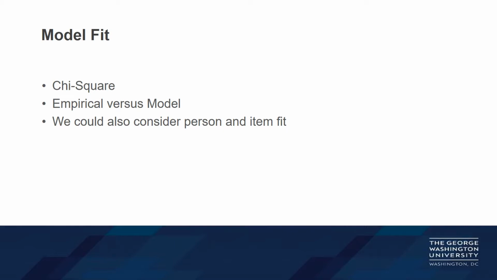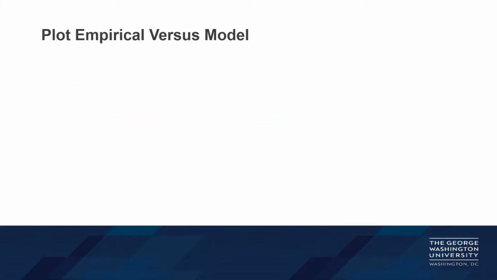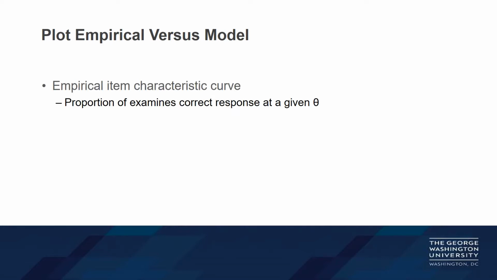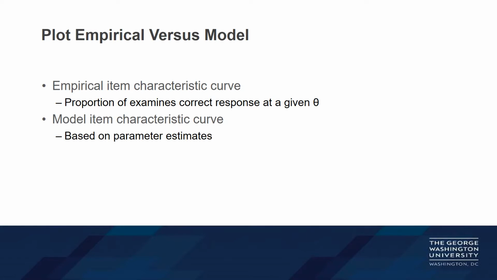But it is important to test our models. So we'll take a look at least at some empirical evidence of looking at our models. We could plot empirically our data versus our model. Empirically, we could take the item characteristic curve that's derived mathematically. We can look at the proportion of examinees' correct responses at a given theta level. Our model item characteristic curves are based on all of the parameters. You can think about a regression: the predicted line itself versus where someone is actually located.